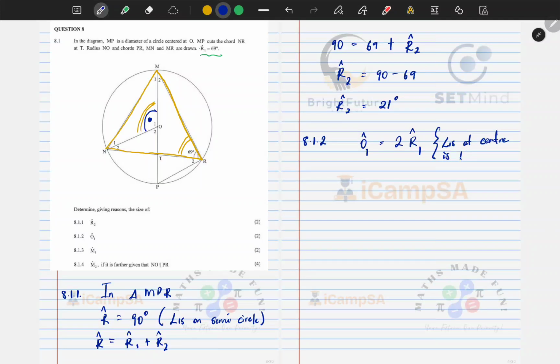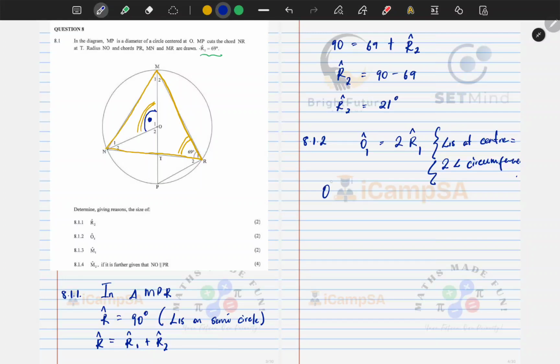is twice the angle at the circumference, right? As long as you find a way of writing this, I think the easiest way of writing this is actually saying is twice the angle at the circumference, right? So you get it.